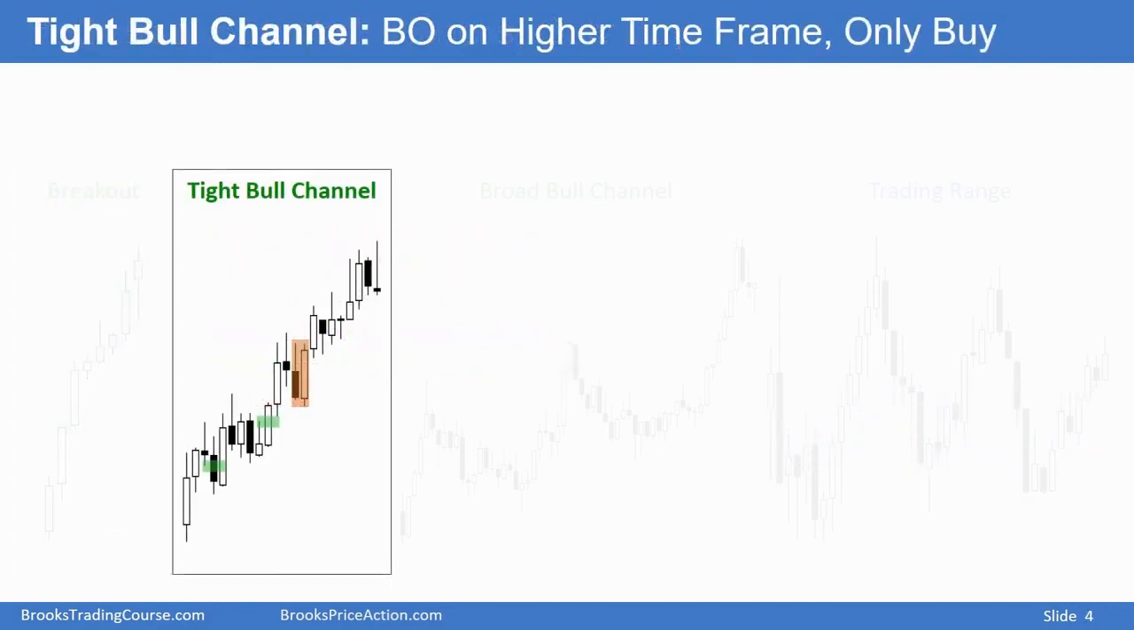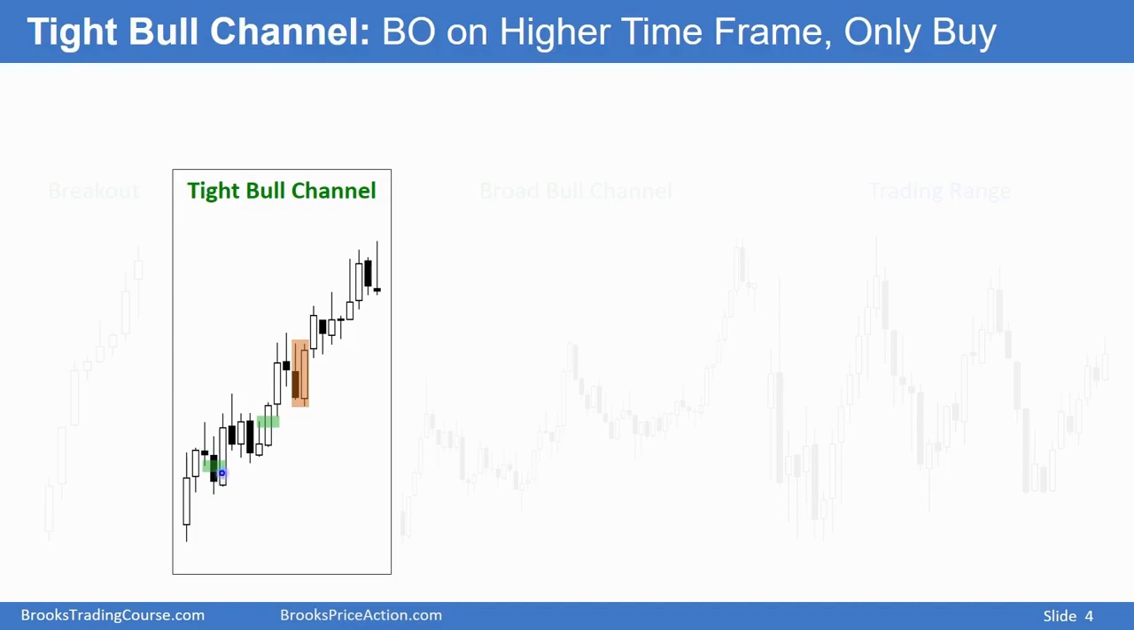A tight bull channel, it's a bull channel, and on a higher time frame chart, it's a breakout. So if this is a 1 hour chart, every bar 1 hour, if you look at a daily or a weekly chart, it may be simply 2 or 3 consecutive bull trend bars. What distinguishes it from a breakout is that on this time frame, there are pullbacks.